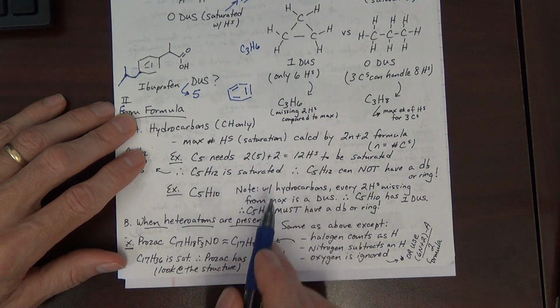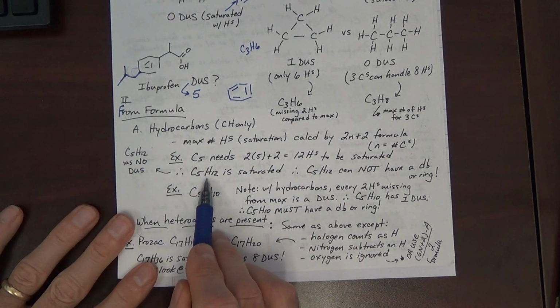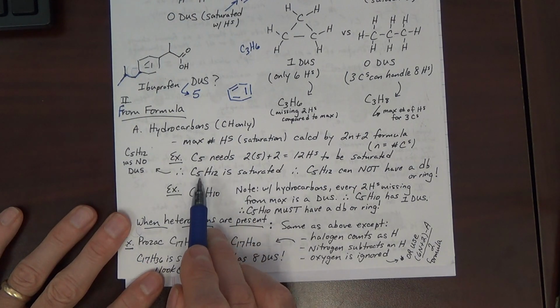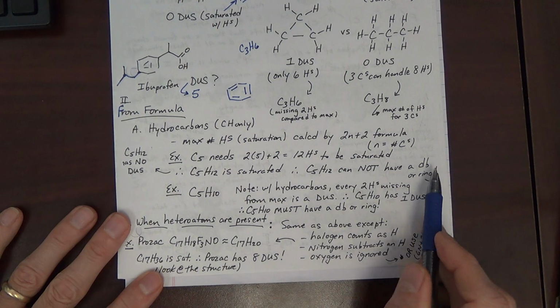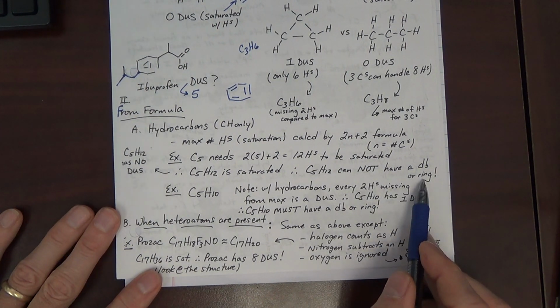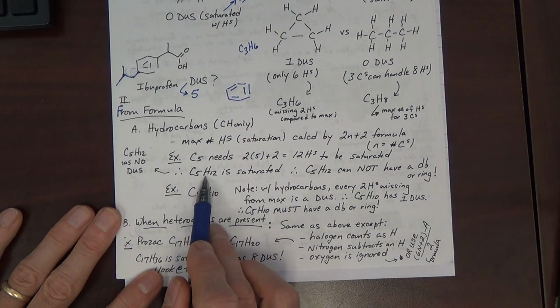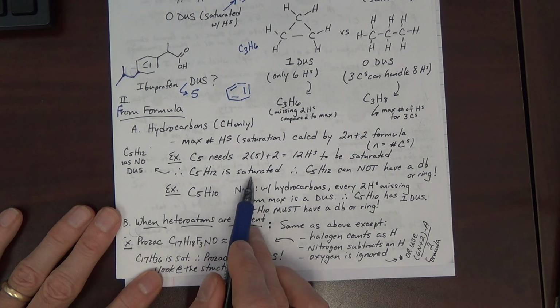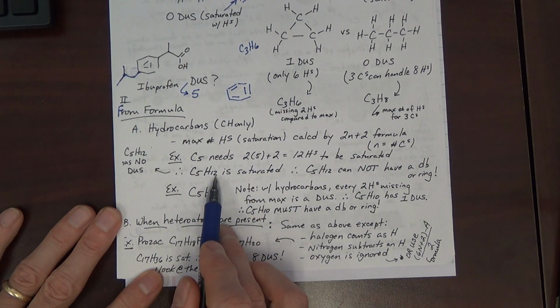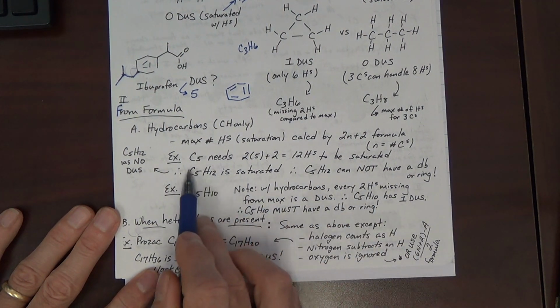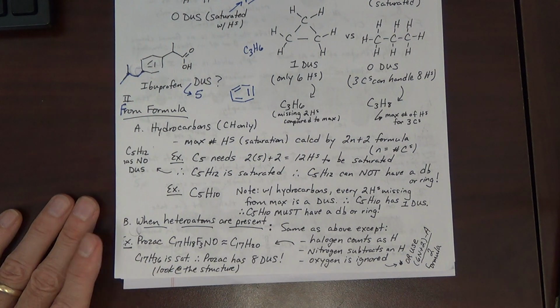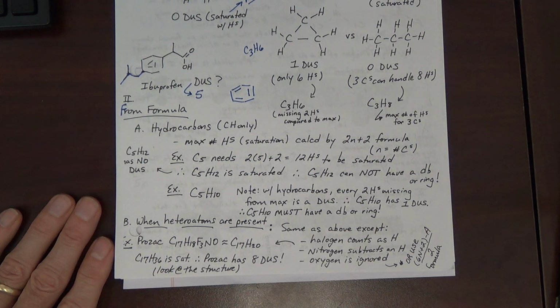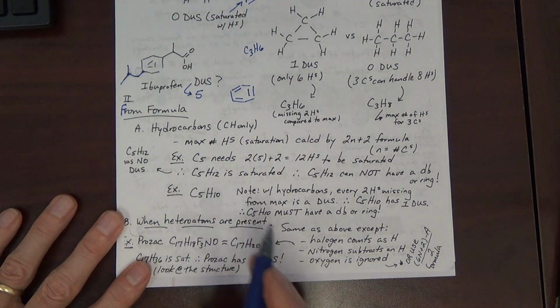Now that's very powerful. If you know this is the formula, you know that this compound cannot have a double bond or a triple bond or a ring, because this compound has 0 DUS. It's fully saturated. It has no unsaturation. So the formula now tells you a good bit of useful information about possible structure.